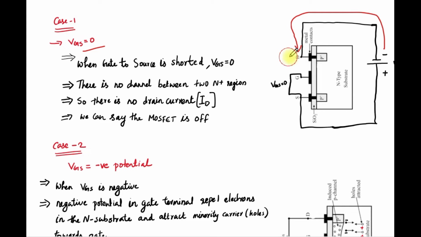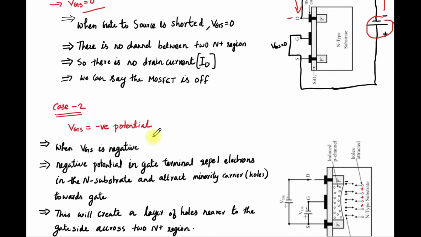When the negative is connected to the drain side, we have the P plus region and the N type substrate, so this is basically a reverse bias condition. Even so, if you are applying a VD here, we know there is no channel between these two P plus regions, and because of that there is no current flow due to the absence of a channel. So when VGS is equal to 0, the MOSFET is in the off state, just like your N type enhancement MOSFET.